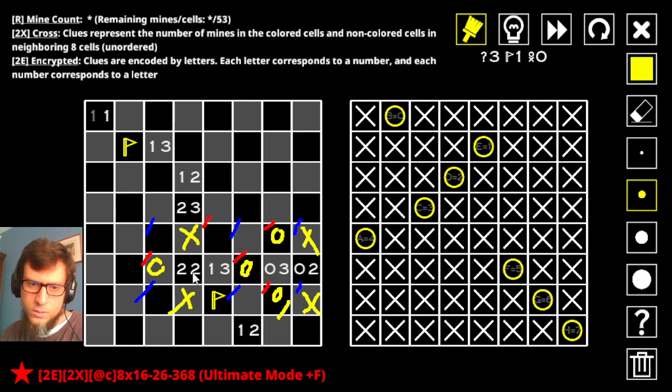Is there any way to determine? Only 1 of these 2 can be. Okay, that doesn't really tell me much, does it? However, hold on. If this is a 2-3, and that's a 1-2. If this has a 1 and a 2 here, then this needs... Oh no, it just needs 2 mines in this area.